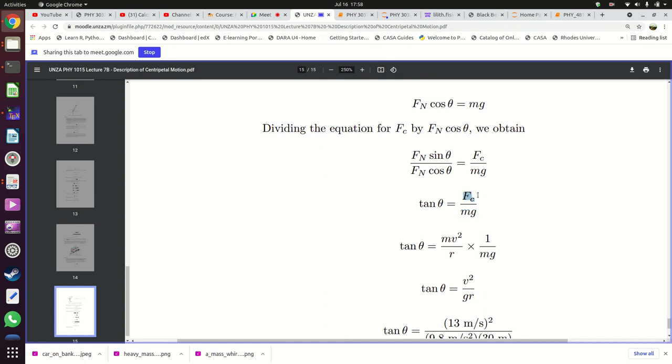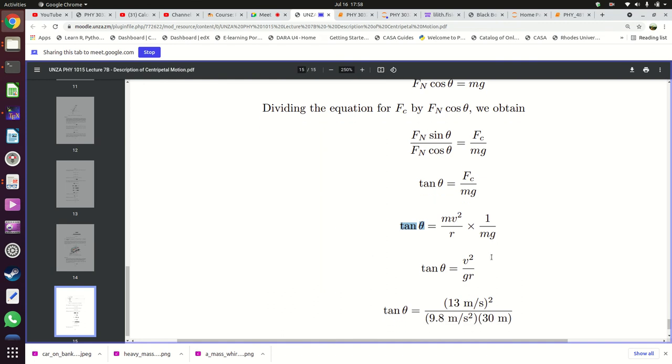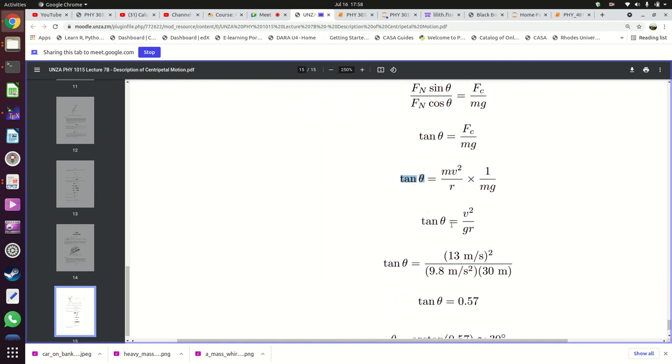But we know that Fc, which is the centripetal force, is equal to mv squared divided by r. So somewhere the m's are going to cancel out. Even in this case, you don't need to know what the mass is. After the m's cancel out, you remain with tan theta on this side, and v squared on top, r, and g. So you end up having tan theta is equal to v squared over g r.